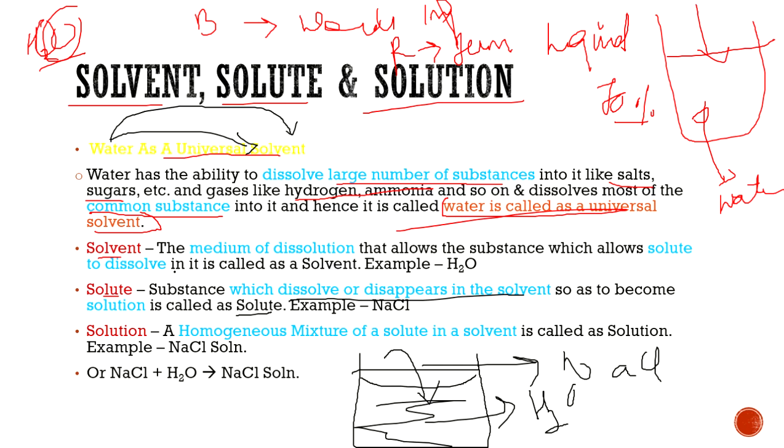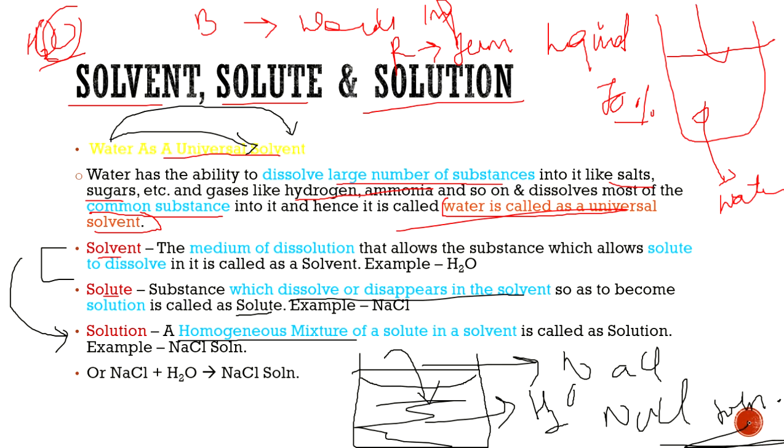Solvent, just think about liquid. Solute is just a solid. And if you take solute plus solvent, you will get one solution. A homogeneous mixture of a solute in a solvent is called a solution. For example, we use sodium chloride. We also took water. If we stir it together, we will get what? Sodium chloride solution, NaCl solution. You do not need to study this equation. I just said sodium chloride solution is an example of a solution.